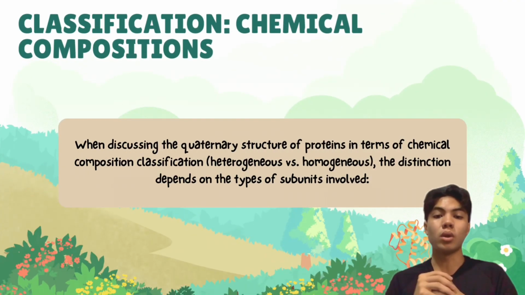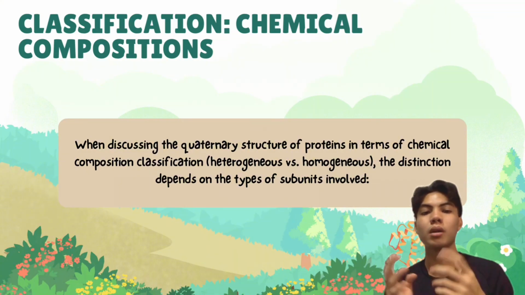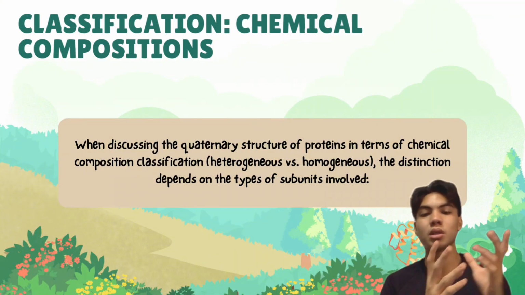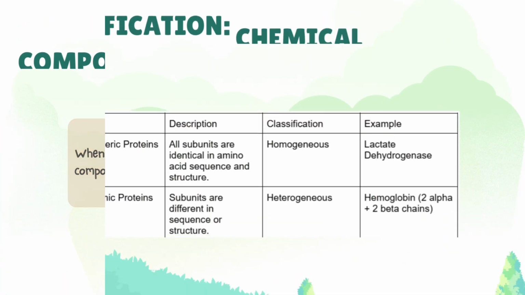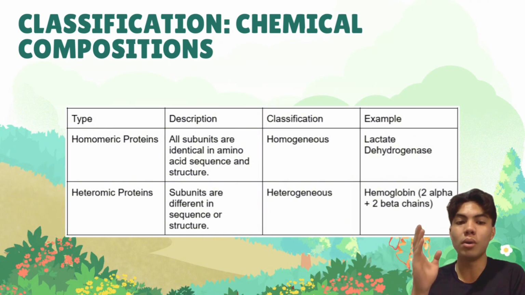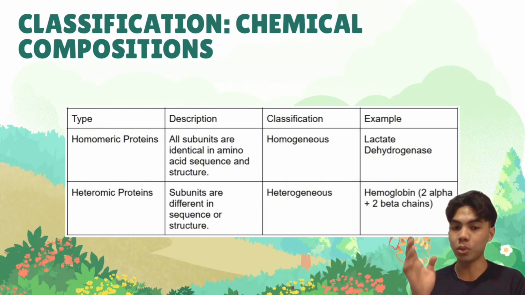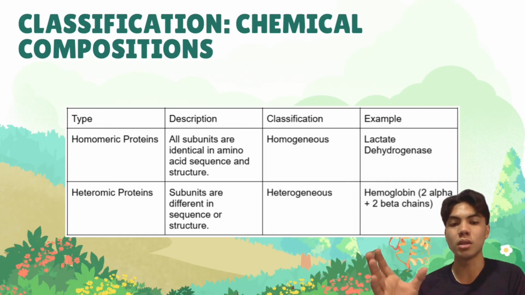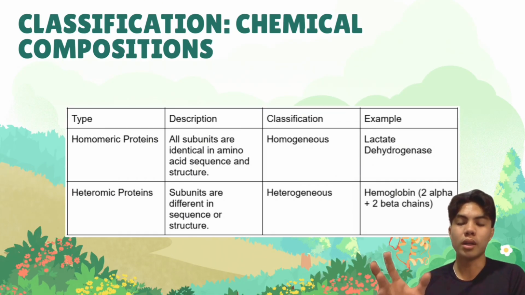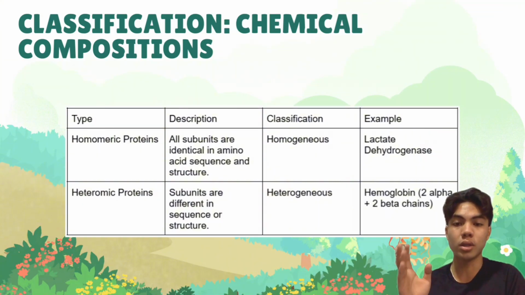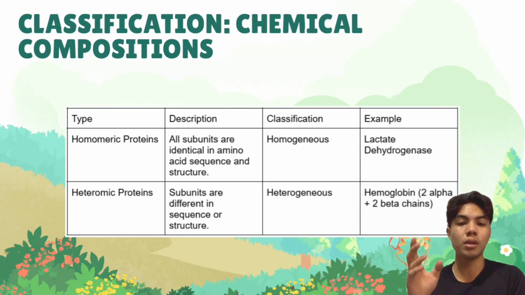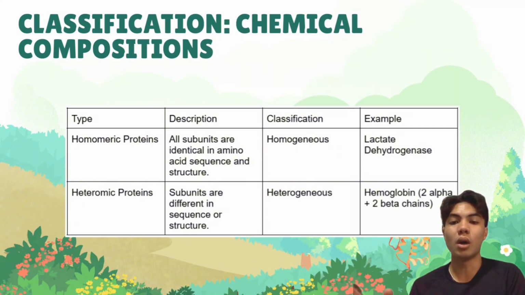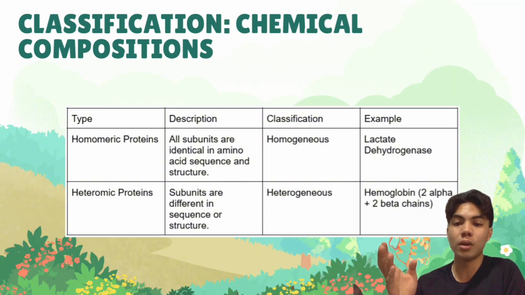Now, let's discuss the quaternary structures of proteins in terms of chemical composition classification: heterogeneous versus homogeneous. That distinction depends on the types of subunits involved. The homogeneous, which is a homomeric protein, has all of its subunits identical in amino acid sequence and structure. An example is lactate dehydrogenase in some organisms. For heterogeneous, which is a heteromeric protein, the subunits are different in sequence or structure. An example is hemoglobin, 2 alpha plus 2 beta chains.